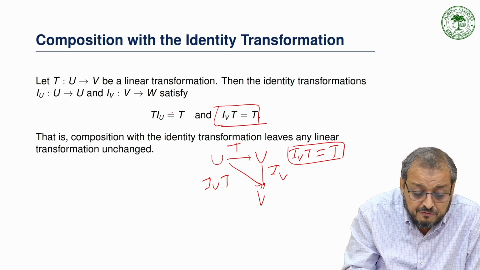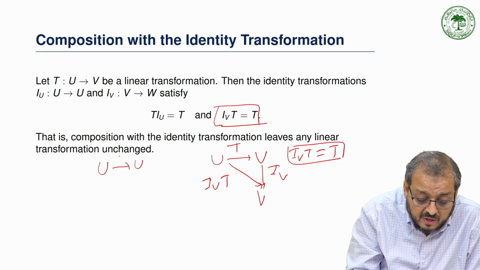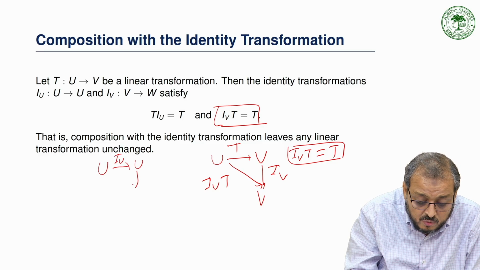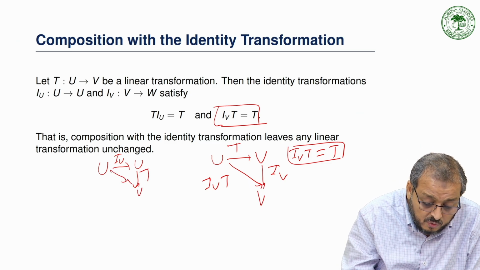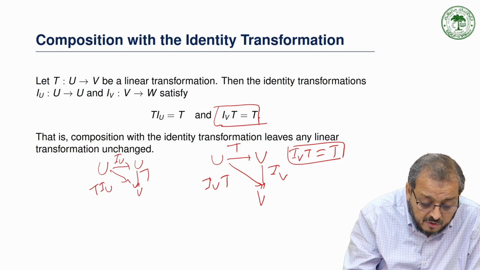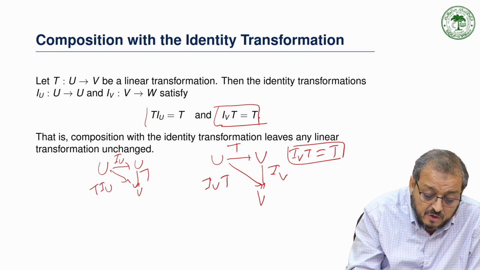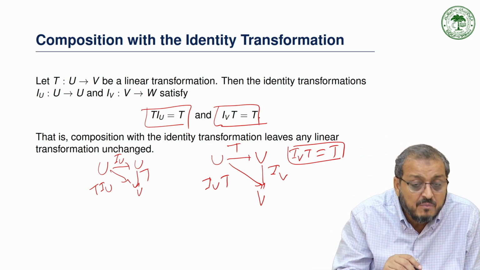And also if we define I_U as the identity of U, and then for T from U to V we define T composed with the identity of U, so if we have identity of U, again we get T. So this is a very important question.